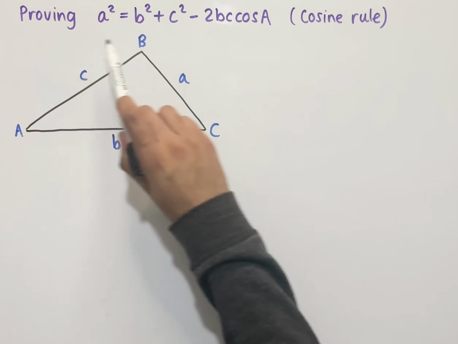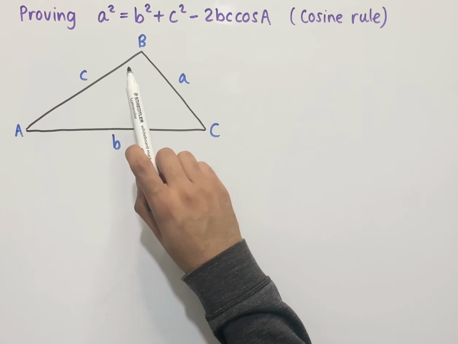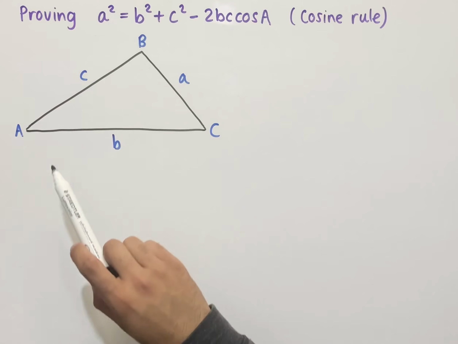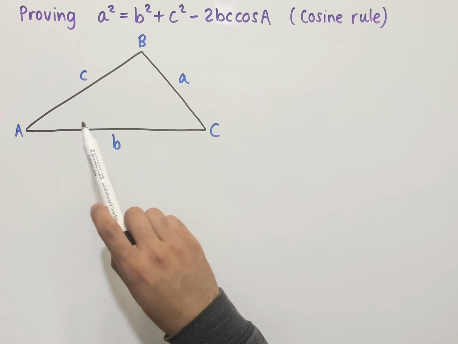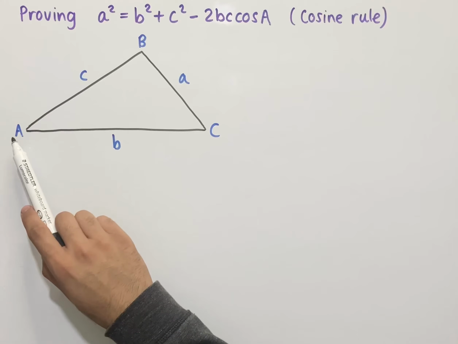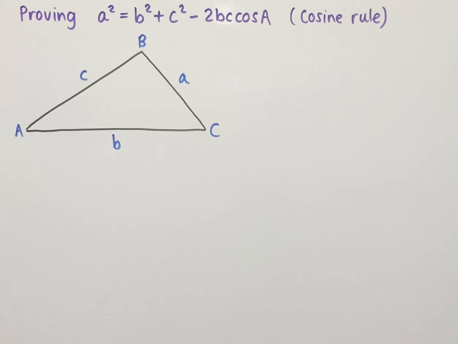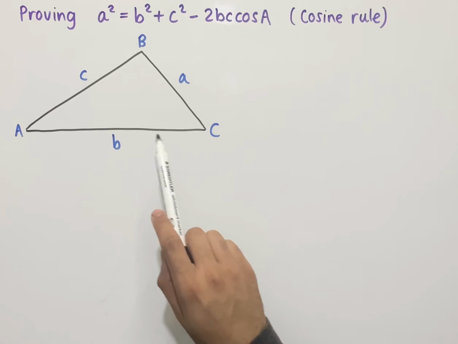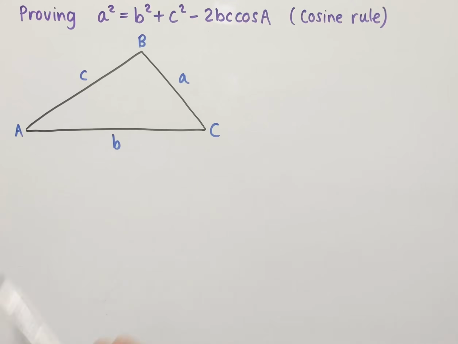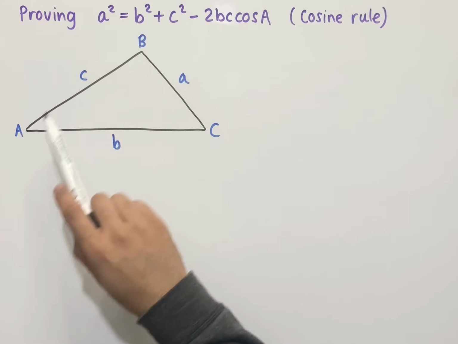Let's look at proving the cosine rule. So what we have is a scalene triangle, which in other words is a triangle where all three sides are different in length, and we've got vertices of capital A, capital B, capital C, and then the side lengths opposite are labeled as lowercase c, lowercase a, and lowercase b, corresponding to each of the vertices.